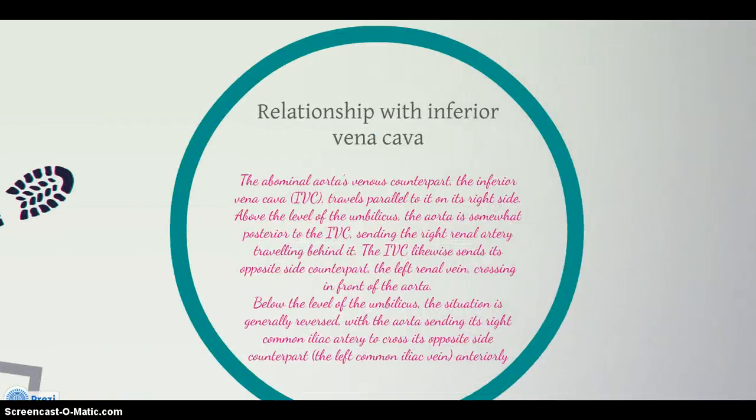Another important relationship is with the inferior vena cava. The abdominal aorta's venous counterpart, the inferior vena cava, travels parallel to it on its right side. Above the level of the umbilicus, the aorta is somewhat posterior to the inferior vena cava, sending the right renal artery traveling behind it. The inferior vena cava likewise sends its opposite-sided counterpart, the left renal vein, crossing in front of the aorta. Below the level of the umbilicus, the situation is generally reversed, with the aorta sending its right common iliac artery to cross its opposite-side counterpart, the left common iliac vein, anteriorly.